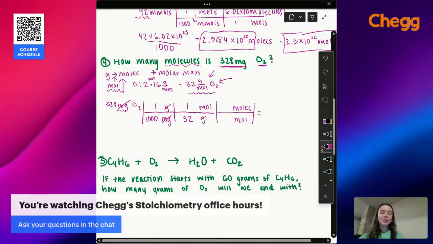And what is that number? If anyone remembers, let me know. It's 1 mole is 6.02 times 10 to the 23rd molecules. So I'm multiplying the top, I'm dividing the bottom. So I'm going to do 328 times 6.02 times 10 to the 23rd over 1,000 times 32.